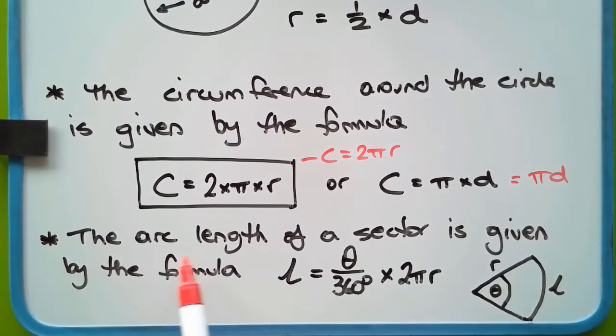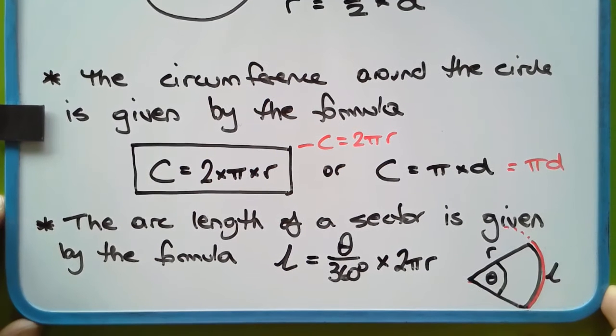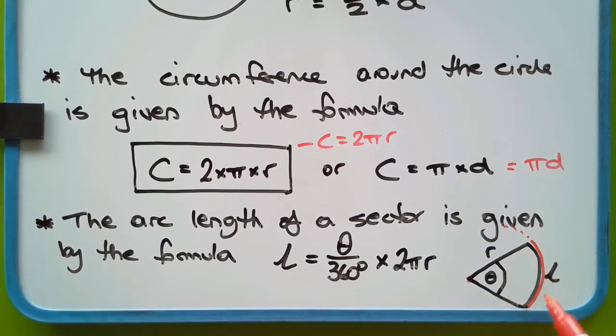Lastly, the arc length of a sector is given by the formula L equals theta over 360 degrees times 2 pi r. So L is this bit of the circle. The circle goes all the way around, but when you're talking about a slice, a slice of pizza or a slice of cake, if it was a circular shape to begin with, a sector has that characteristic shape, and we're only talking about just the curved part.